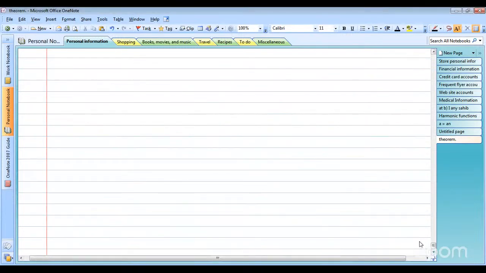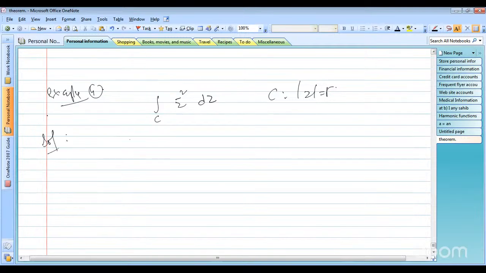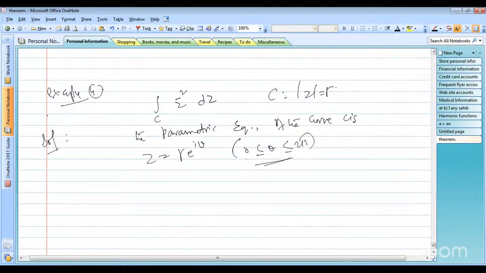One example we can take here for the six properties we have learned. Evaluate the integration over C of modulus of z square dz, where C is the circle with z equal to gamma. The solution: the parametric equation of the curve is z equal to gamma times e power i theta, with 0 less than theta less than 2 pi.